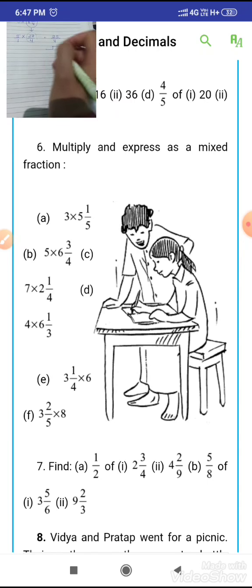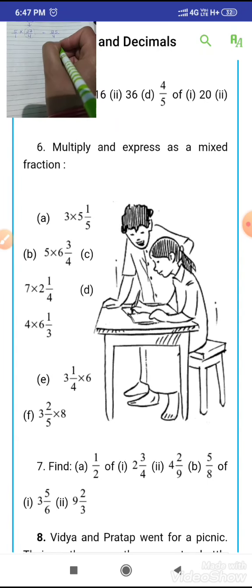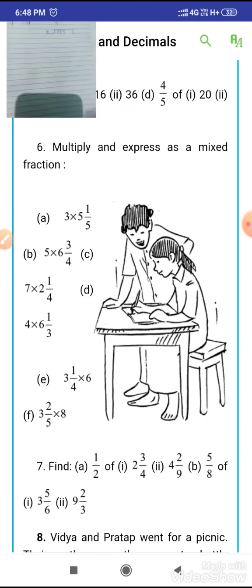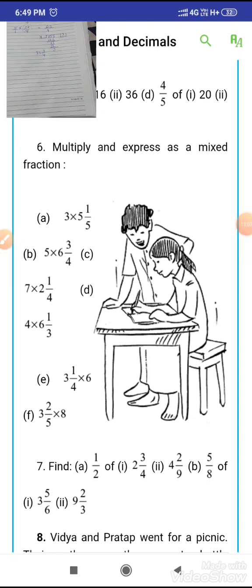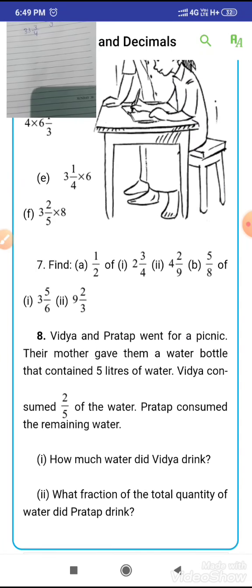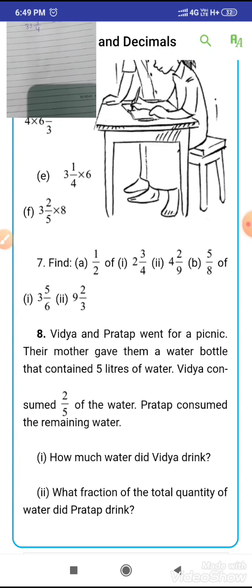For reducing this fraction into a mixed fraction, we divide 135 by 4. So we have 33 whole 3/4 as our answer. Now solve the rest of the parts of the 6th question by yourself, and also the 7th question by yourself.